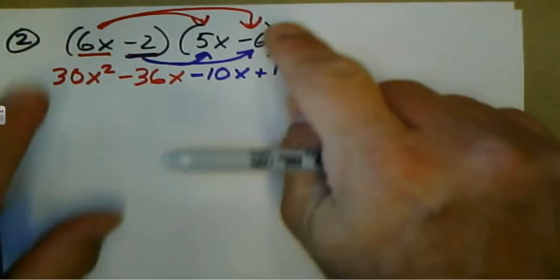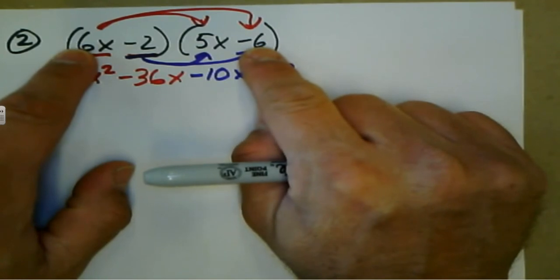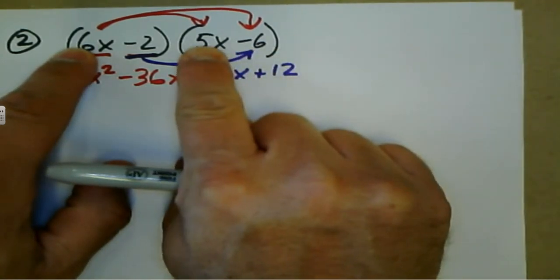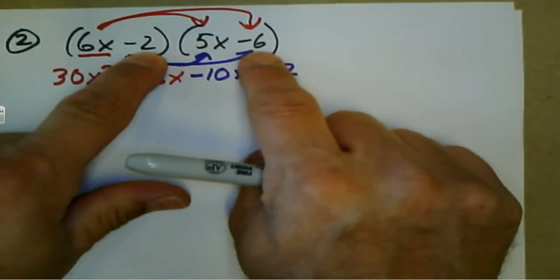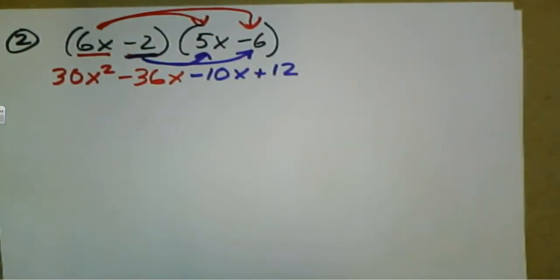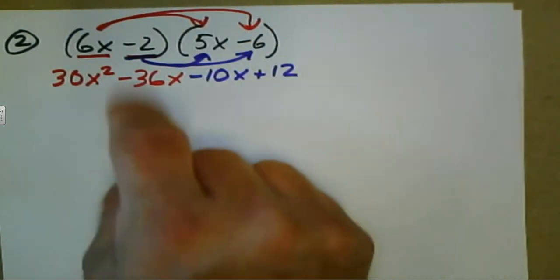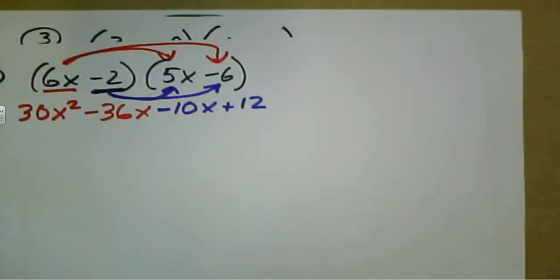Guys, this is called FOIL because you're taking the firsts, the outsides, the insides, and the lasts. That's why it's called FOIL. But don't worry about it. This one times each, this one times each.